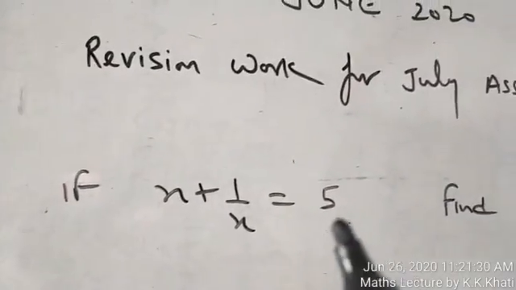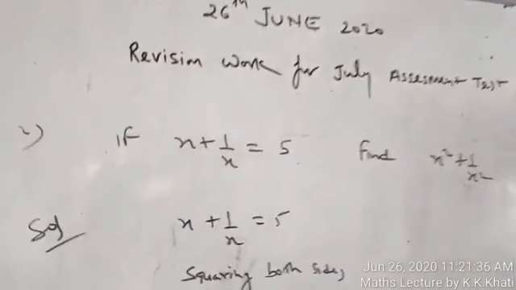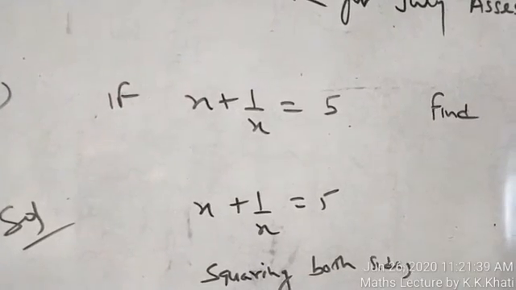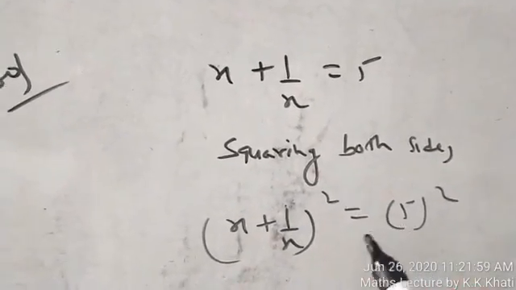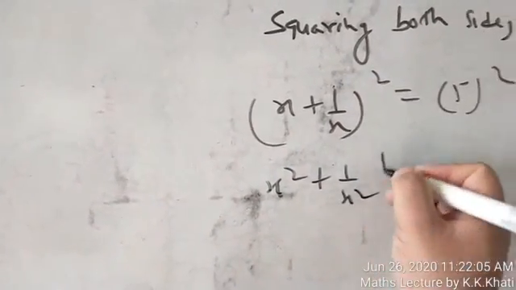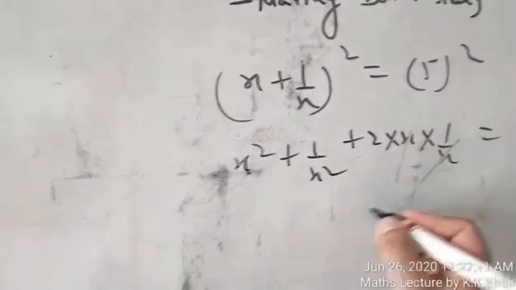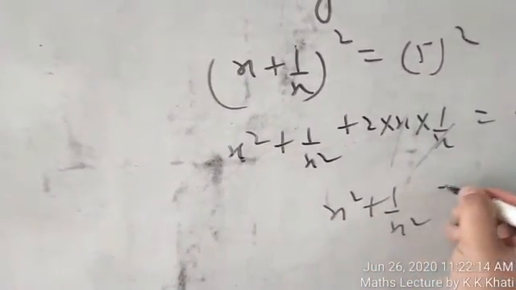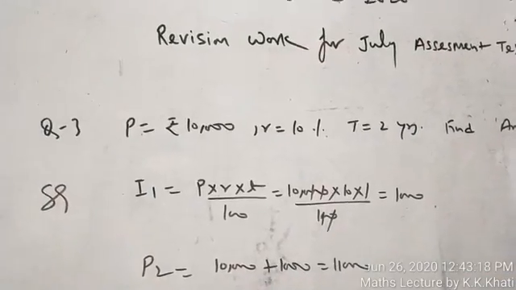Now student, you see the second question. If x plus 1 upon x is equal to 5, find the value of x square plus 1 upon x square. This is our question. So first of all we write x plus 1 upon x is equal to 5. Now squaring both sides, (x plus 1 upon x) whole square is equal to 5 square. So a square plus b square plus 2 into a into b is equal to 25.